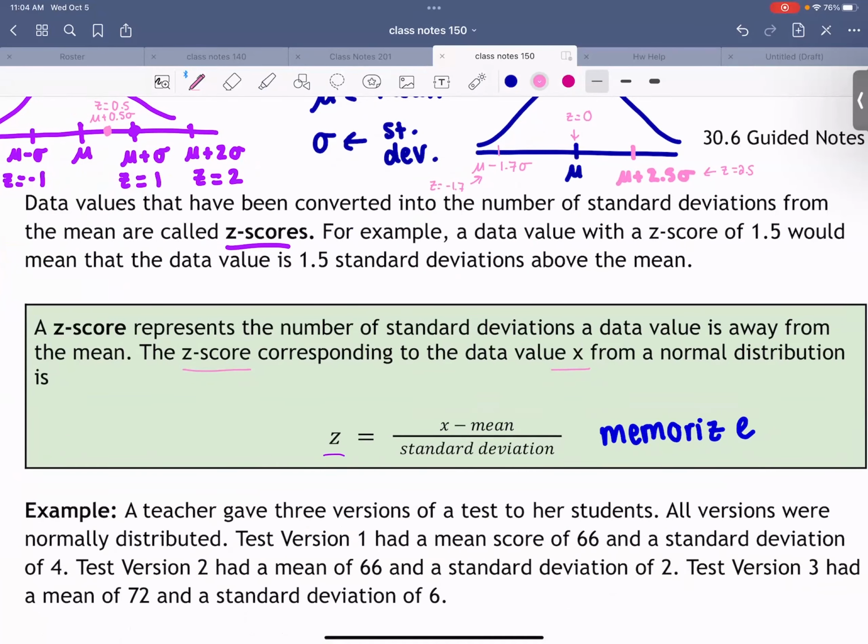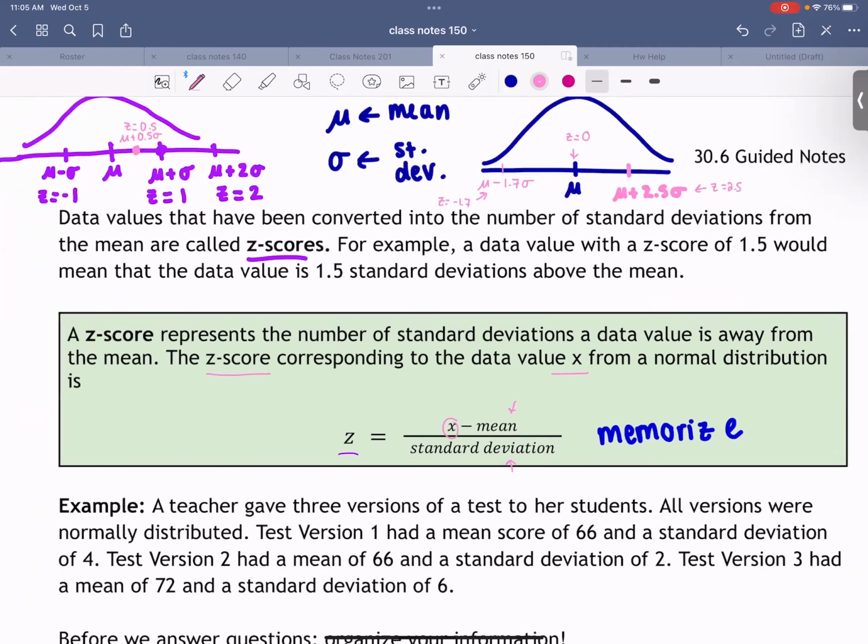Now we have this formula that I told you to memorize, and this tells us what the z-score is. If I have an x value and I want to find its z-score, so how many standard deviations above or below the mean am I, you take the x value, subtract off the mean, and divide by the standard deviation. That gives you the z-score. Okay, let's do a little example here.